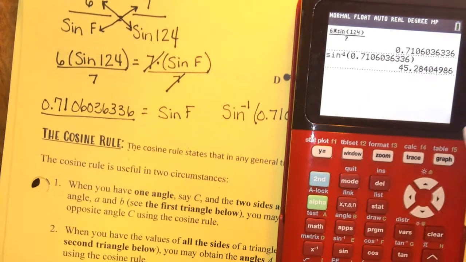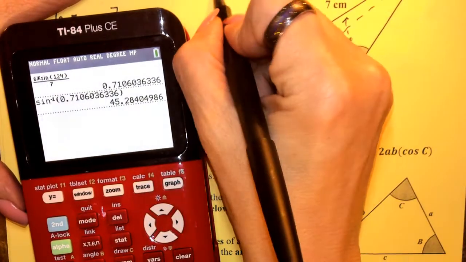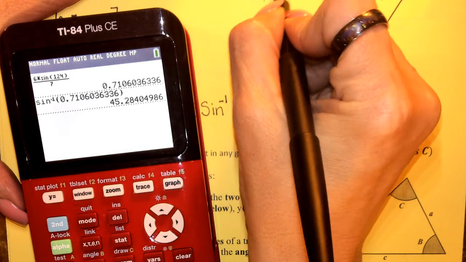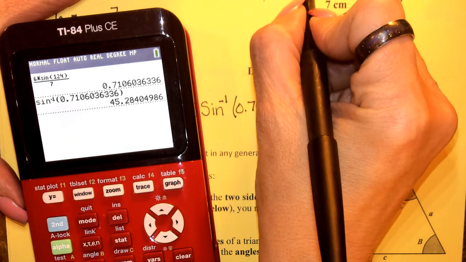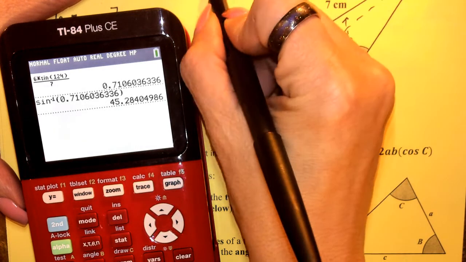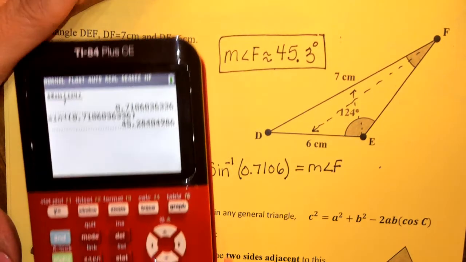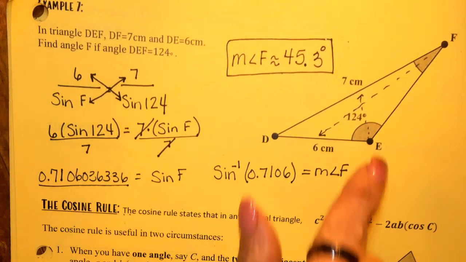I want to make sure my answer key's right. Yeah, that's what I got on mine when I did it too. All right, so hopefully you can see that. So that means the measure of angle F is approximately 45.3 degrees. All right, so that's how the sine rule works. You're looking at these opposite sides.